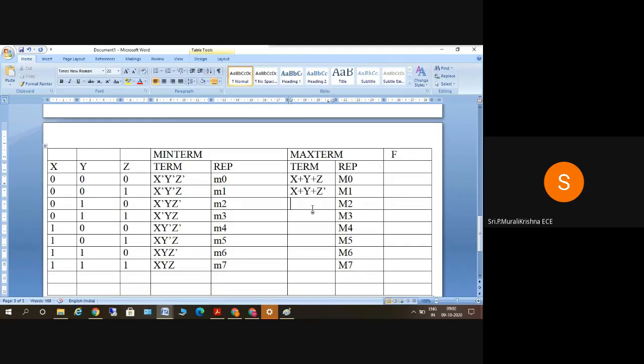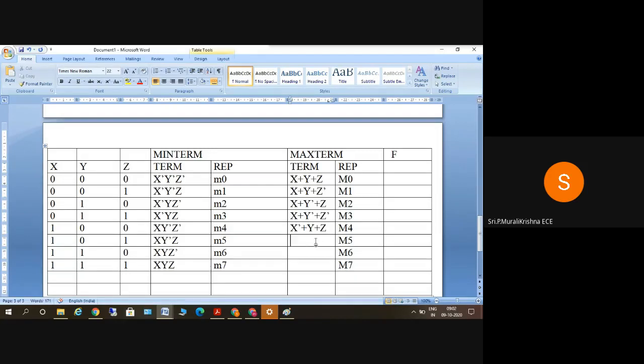And coming to the maxterms, it is the reverse of this. Okay, reverse of the things here. So 0 is the normal form, and 1 is the complement form here. Okay, you can check here. For 0, 0, 1, 0 is the normal form and 1 is the complement form. What is the next one here? So 0, 1, 1: 0 is the normal form, and 1 is the complement form, and 1 is the complement form. Okay, and 1, 0, 0: 1 is the complement form, and 0, 0 are the normal forms.